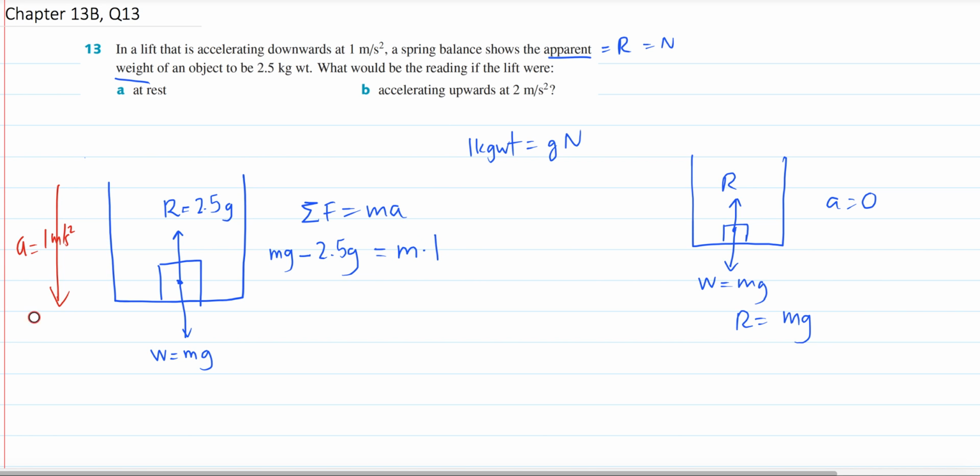Now, assume going down is positive. Whenever you're using Newton's second law formula, always try to make acceleration positive, okay? So going down would be positive in this case. So let's try to solve for mass, because if we solve for mass, we can answer part A and then also part B.